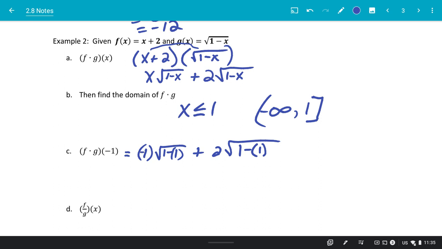Okay, so I have a -1 here and minus a -1 and minus a -1. All right, so I have -1 times the square root of 2 plus 2 times the square root of 2. Can I simplify that any further? Nope. Not unless I want to put a decimal, and I don't. Cool?